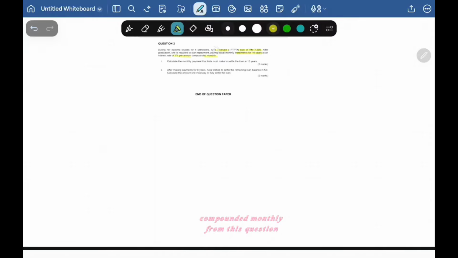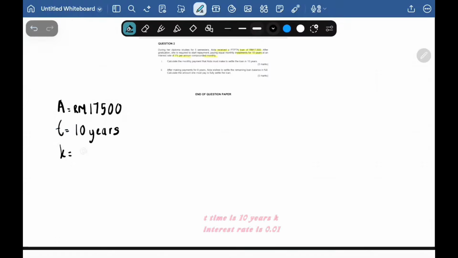From this question, we know that A, the present value of the annuity, is 17,500 ringgit. T, time, is 10 years. K, interest rate, is 0.01.